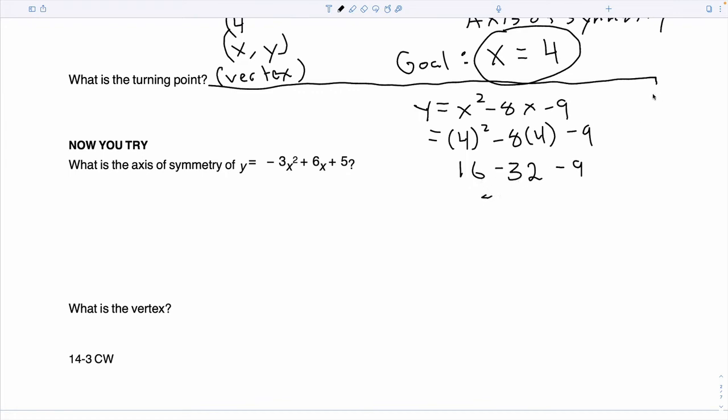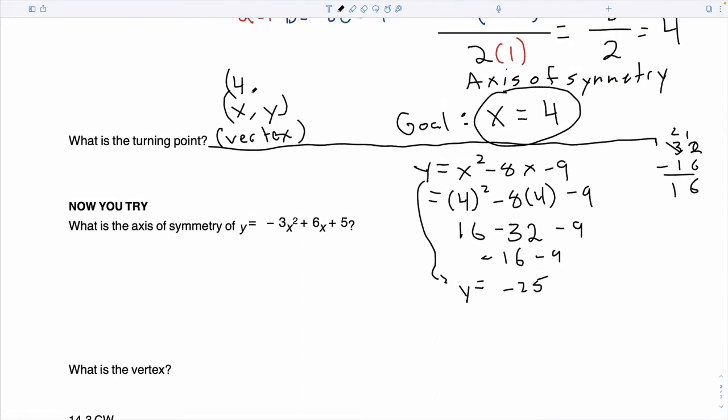Negative 16. If you need to show work, go ahead and jot it on the side. That would be negative, because 32 is a negative. And negative 16 minus 9 is negative 25. You just found the value of y. Remember, the vertex is always in xy form. It's that point. So your vertex is 4, negative 25. That's your vertex. Mark it, please.